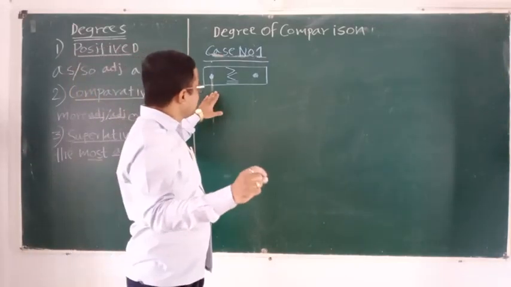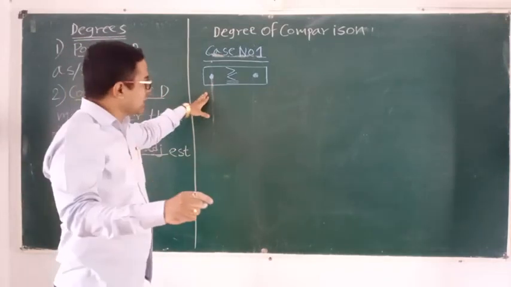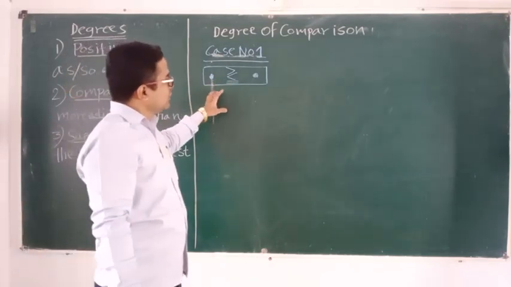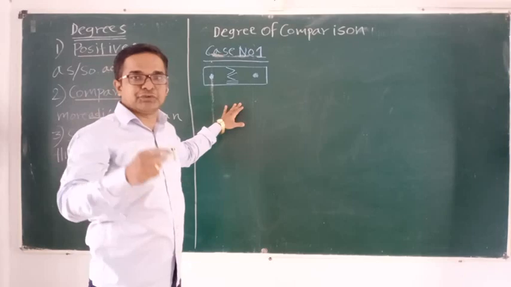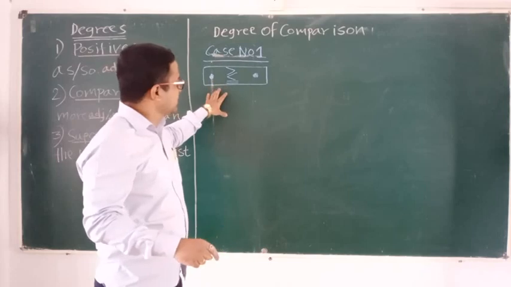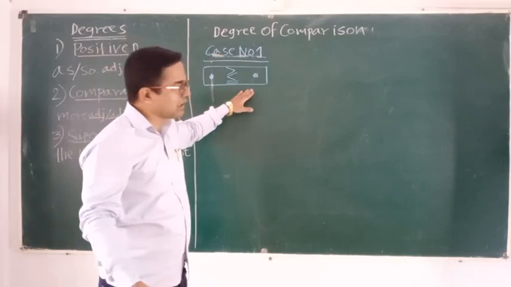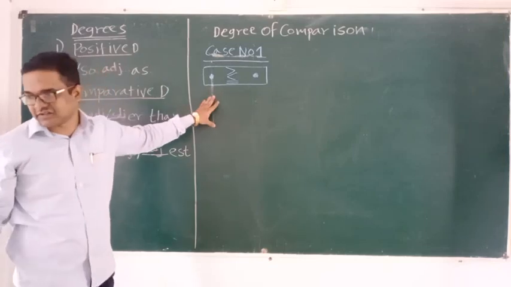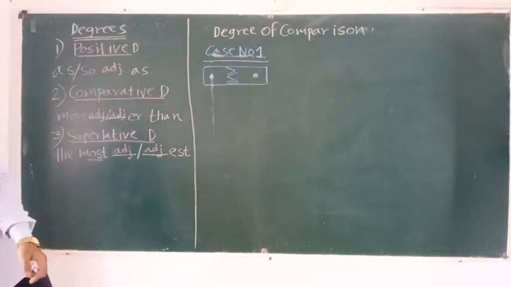So you should keep in mind that when the comparison is made between two objects, then we can change the sentence from positive to comparative and from comparative to positive. We can't change this type of sentence into superlative degree. We can't use superlative degree here in this case. So now I can give you a sentence.